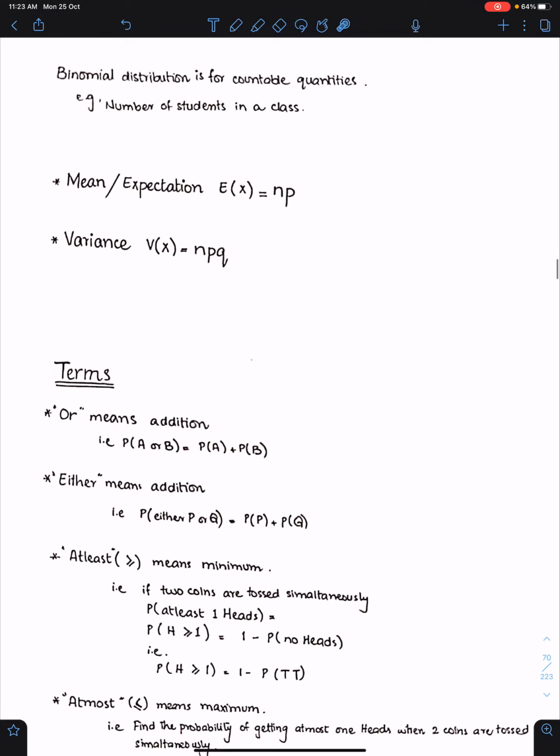Binomial distribution is for countable quantities because this is a discrete distribution. Discrete means countable, like number of students in a class. The mean of binomial distribution. This is the formula of the mean of binomial distribution, np. And the variance of binomial distribution is npq.